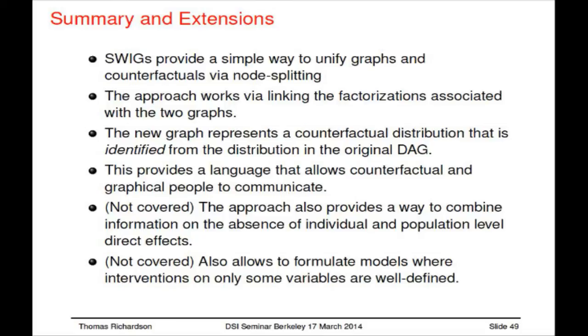There might be other times where you merely know that the average causal effect is 0. And in graphical language, up until this point, you either had to have your graph having missing edges being absence of individual level causal effects or absence of population level causal effects. It's not that hard to extend the SWIG approach to allow you to have some missing edges meaning one thing and other missing edges meaning the other.